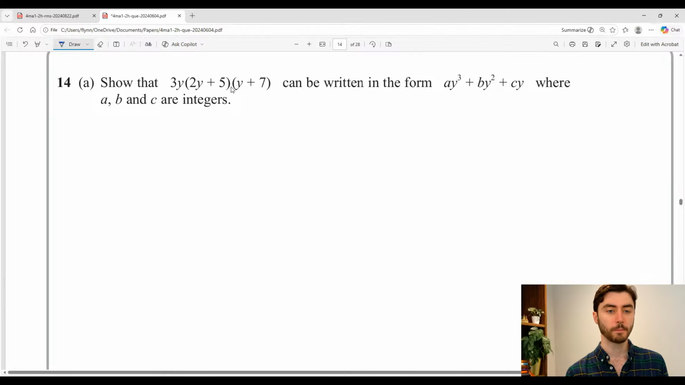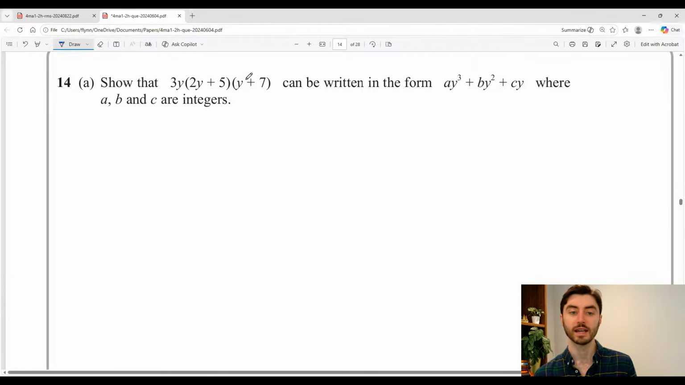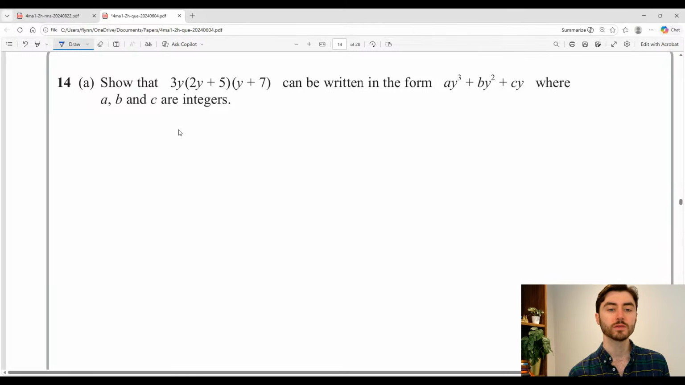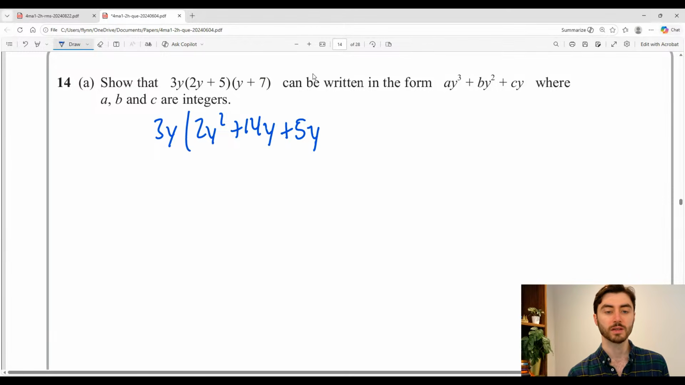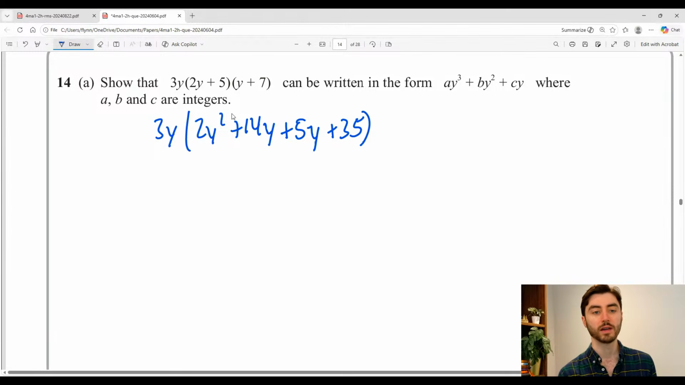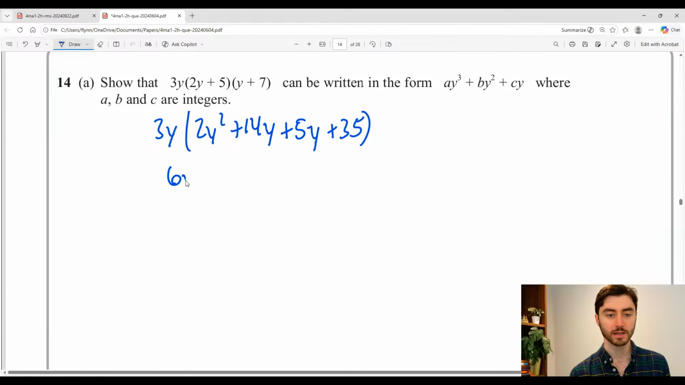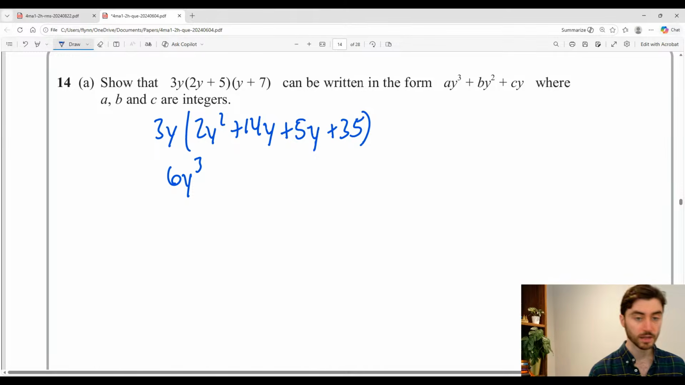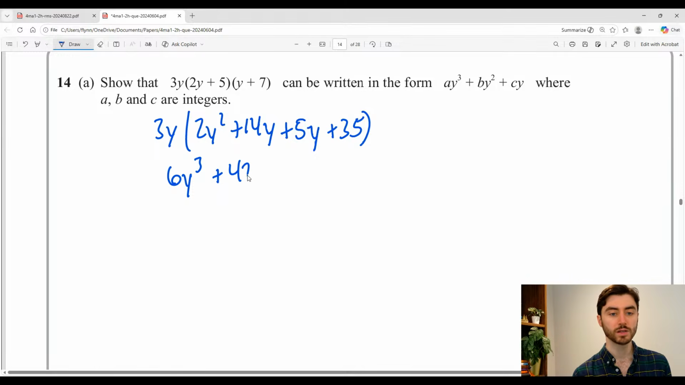So here, multiplying the second two together, we're going to use our FOIL: first, outside, inside, last. The first terms give me 2y squared. The outside terms give me 14y. The inside terms give me plus 5y. And the last terms here give me 35. And now multiplying all of these by 3y, I get 6y cubed. 14 times 3 is 42, so that's plus 42y squared.